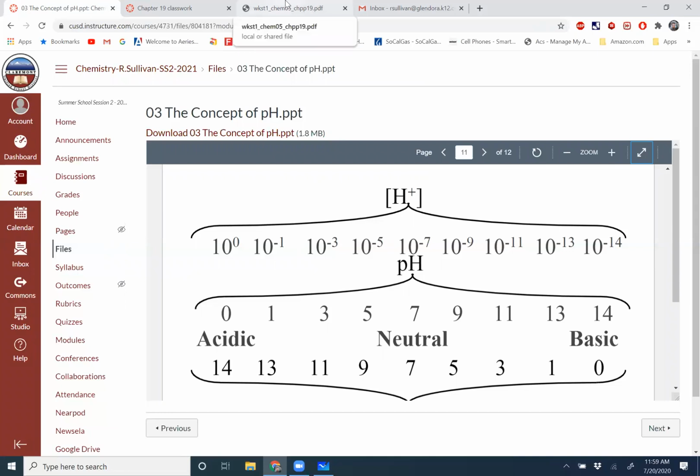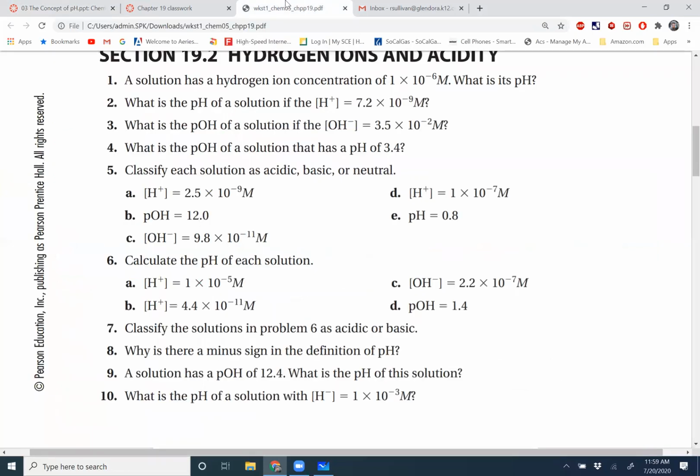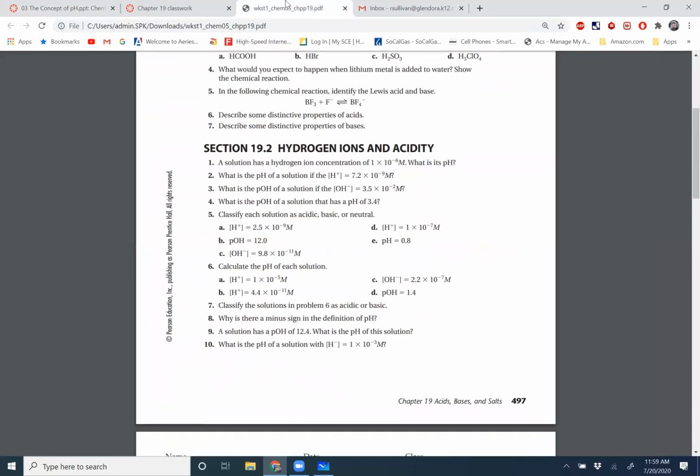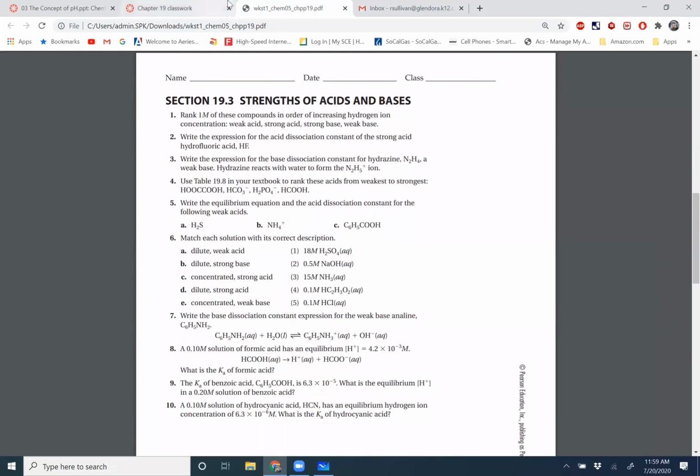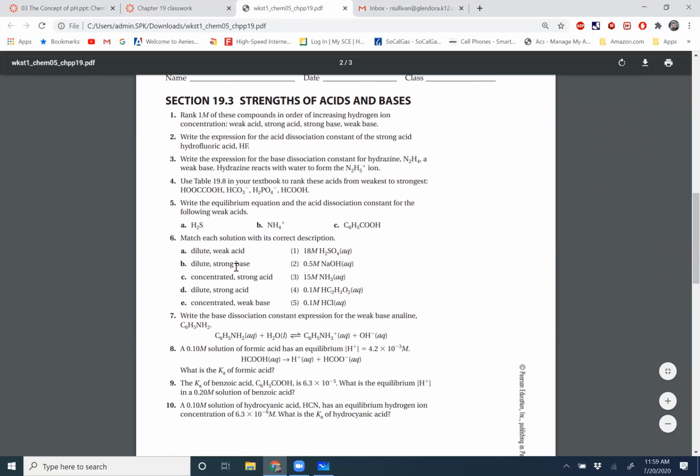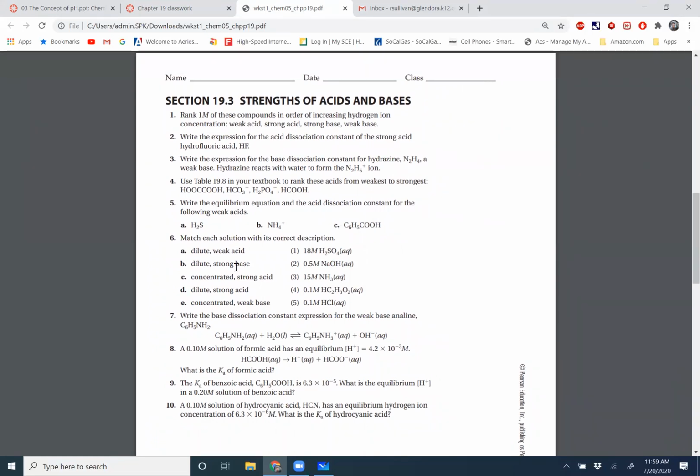So if we look at the section 19 review, you'll notice it talks about the strength of acids and bases. Basically you can look at the strength of the acid in terms of pH. The lower the pH, the stronger the acid. Middle-of-the-road pH, like the 2s and the 3s, you have weaker acids. But it's also really just the strength of the reverse reaction.